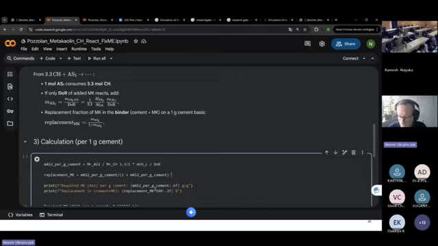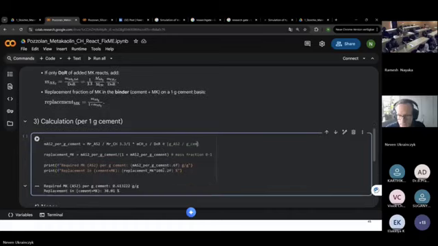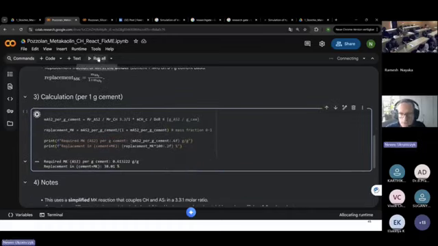It's the mass fraction. The unit is mass fraction, so from 0 to 1, and here we have the unit of gram metakaolinite per gram cement. And now we can run all.